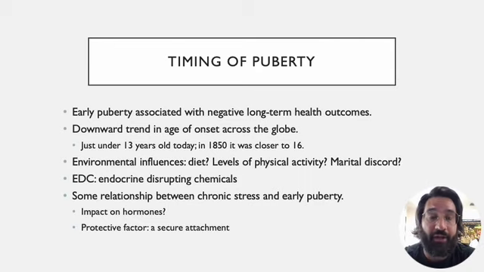But we do know that a protective factor against beginning puberty really early would be a secure attachment, which is interesting to note. Another idea is that we have these EDCs, endocrine disrupting chemicals that are maybe part of industrial products and things like that. And maybe exposure to certain environmental toxins could be correlated with earlier puberty. But again, these are all possible explanations. It's not really well understood why puberty has begun earlier and earlier.